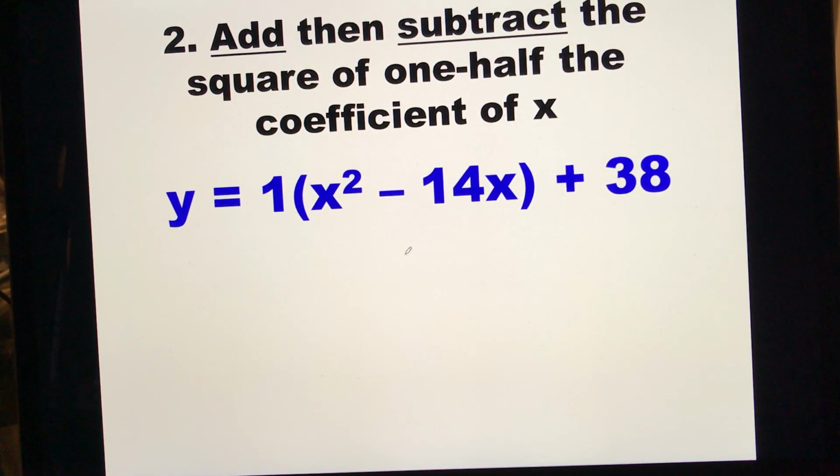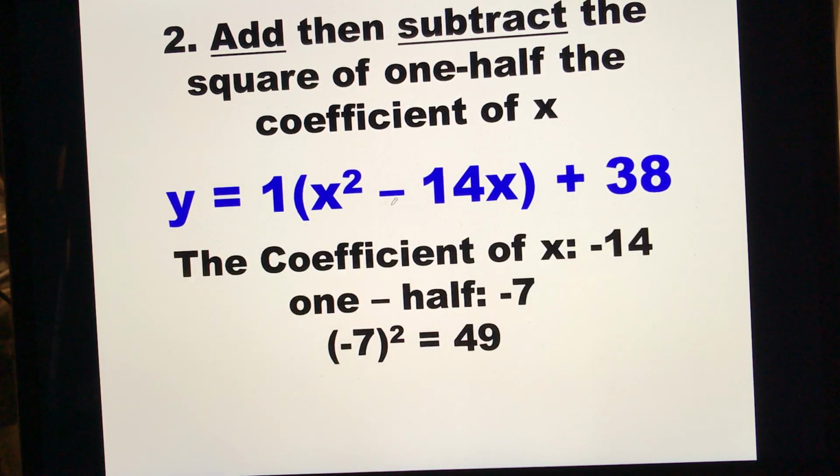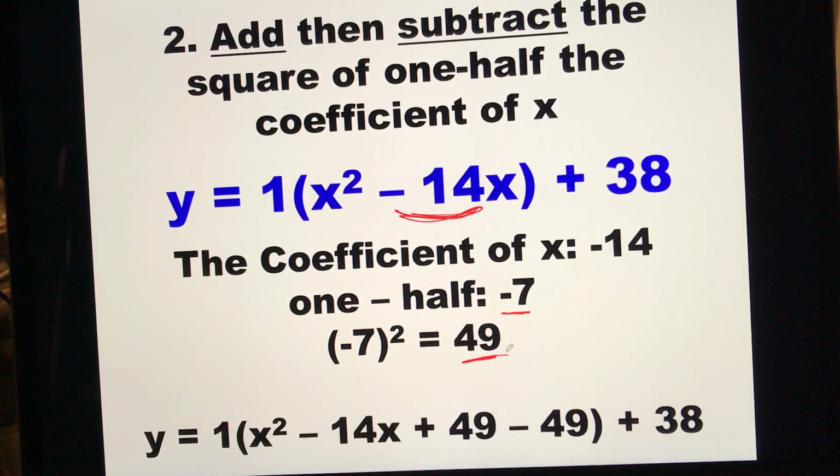Okay, step 2, this is probably the weirdest step. We add, then subtract the square of 1/2 the coefficient of x. So let me explain this one. So here's my coefficient of x, negative 14. What I do is I cut it in half, make it negative 7, and then I square it, and I make it 49. And what I then do is I take this 49 and I add it into my equation. And when I do that, what I've done is I've created this perfect square. I've created this trinomial that we can factor.